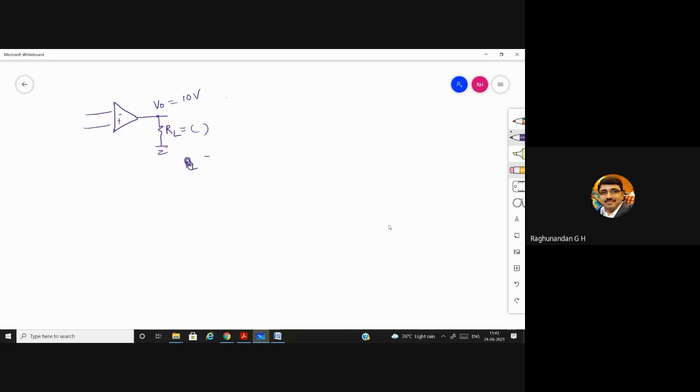For IL we have the formula V by R. RL is known. What about V? Which is that V value? V0 minus Vg. After doing all that, only we have got this 10 volt. Now I'm asking, what is the voltage across RL? V0. Why V0? Output voltage.